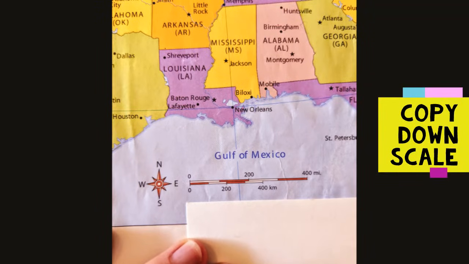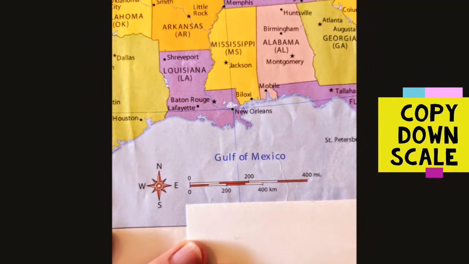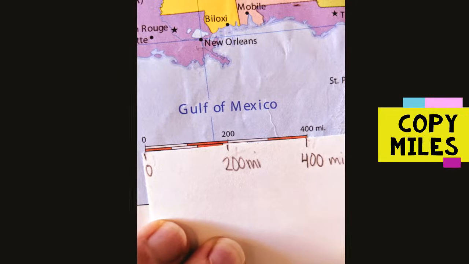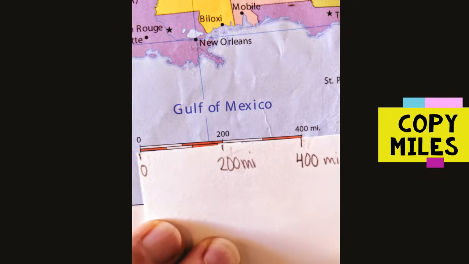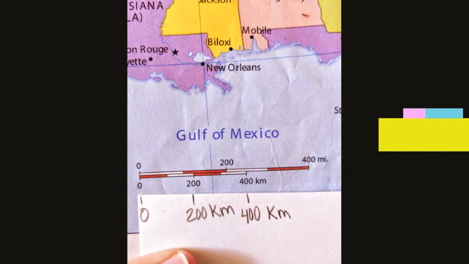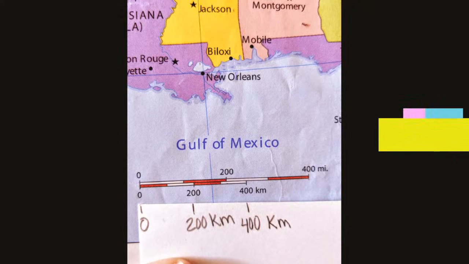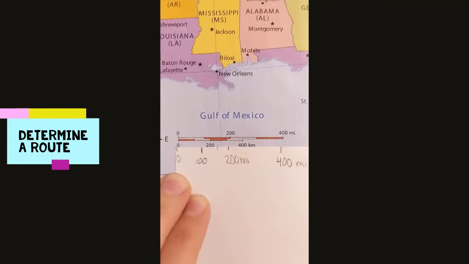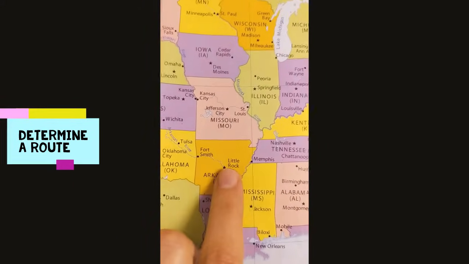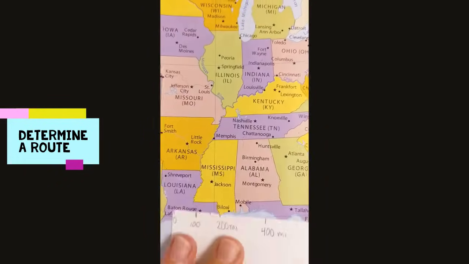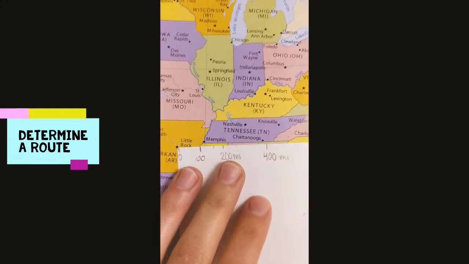In order to use the scale on our map, we have to copy the scale onto a scrap piece of paper. I would advise copying both miles and kilometers from the start because you never know what your question or scenario will require. All right. Now that you have your map scale copied down, you need to determine a good route to take from your starting location to your destination.